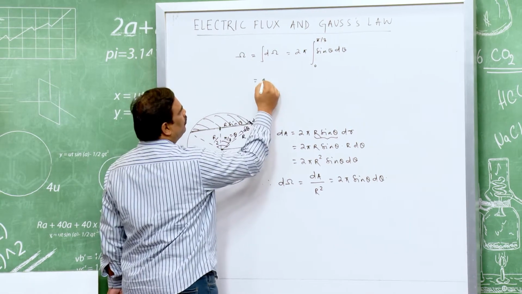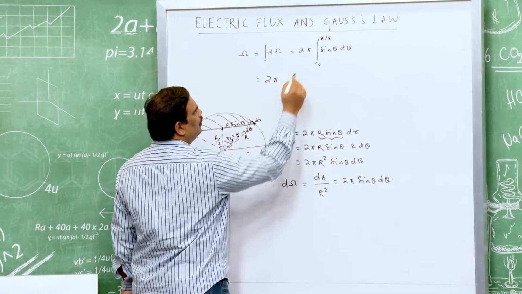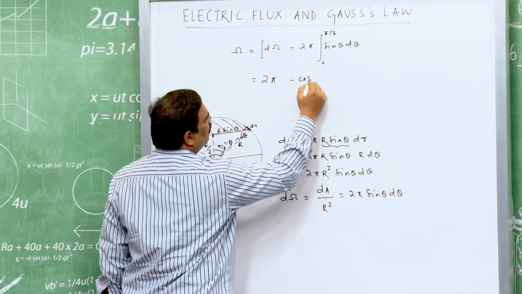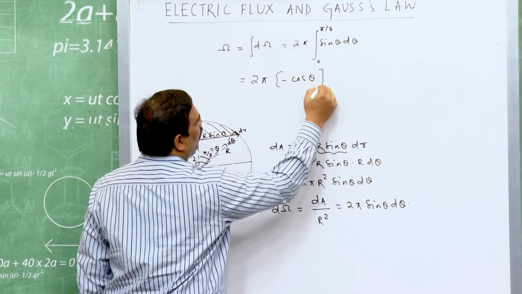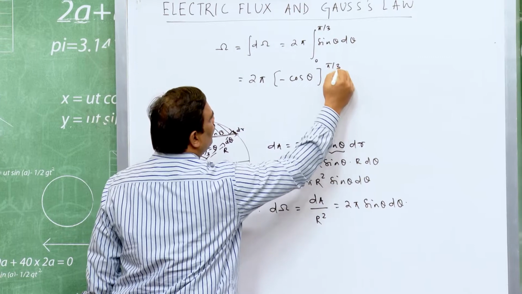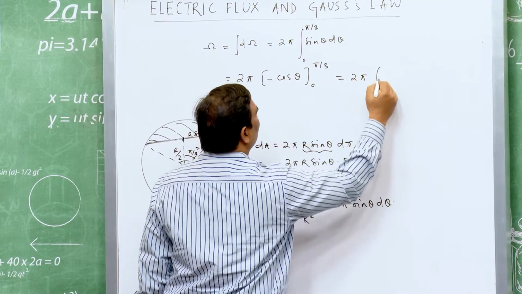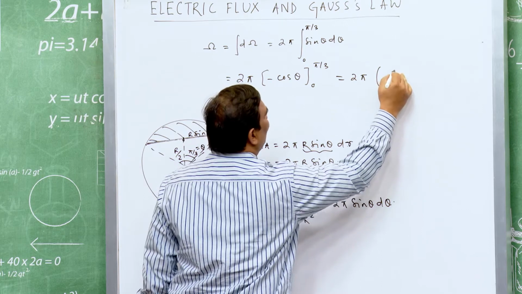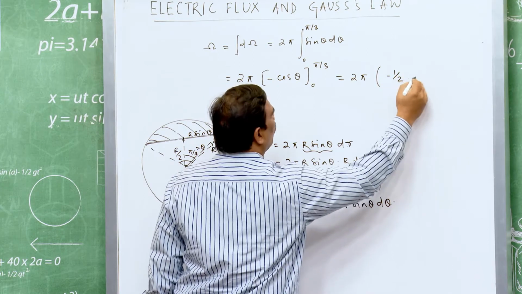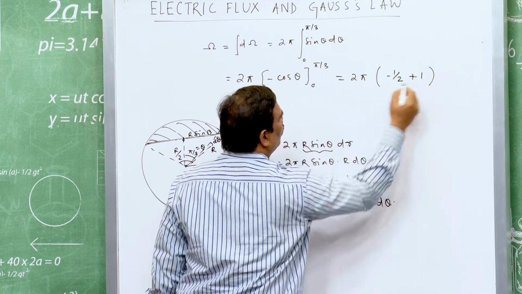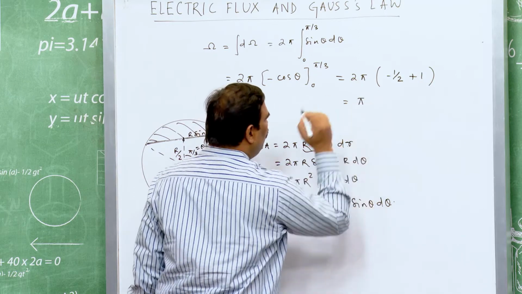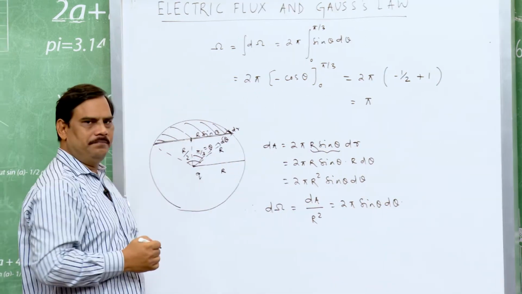So, this is 2 pi integration sin theta d theta. We know it is minus cos theta, limit from 0 to pi by 3. This will give me 2 pi into minus half plus 1. So, this is equal to pi.